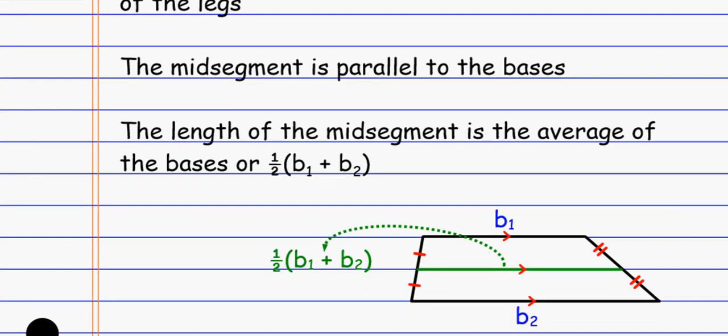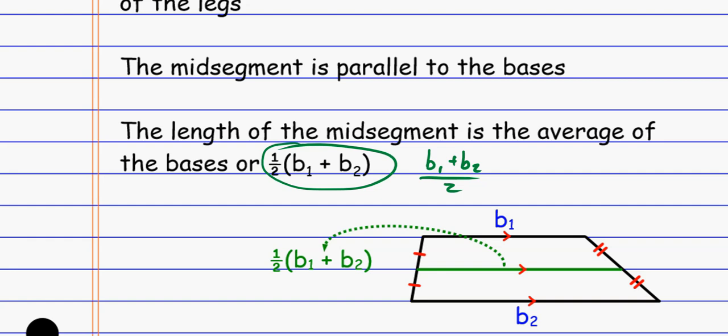The second thing is that we can find the length of the midsegment by doing the average of the bases. Here's a little formula that they typically give you to find the midsegment: it's 1/2 (base 1 plus base 2). You could also think of it as base 1 plus base 2 divided by 2. You're literally just finding the average.